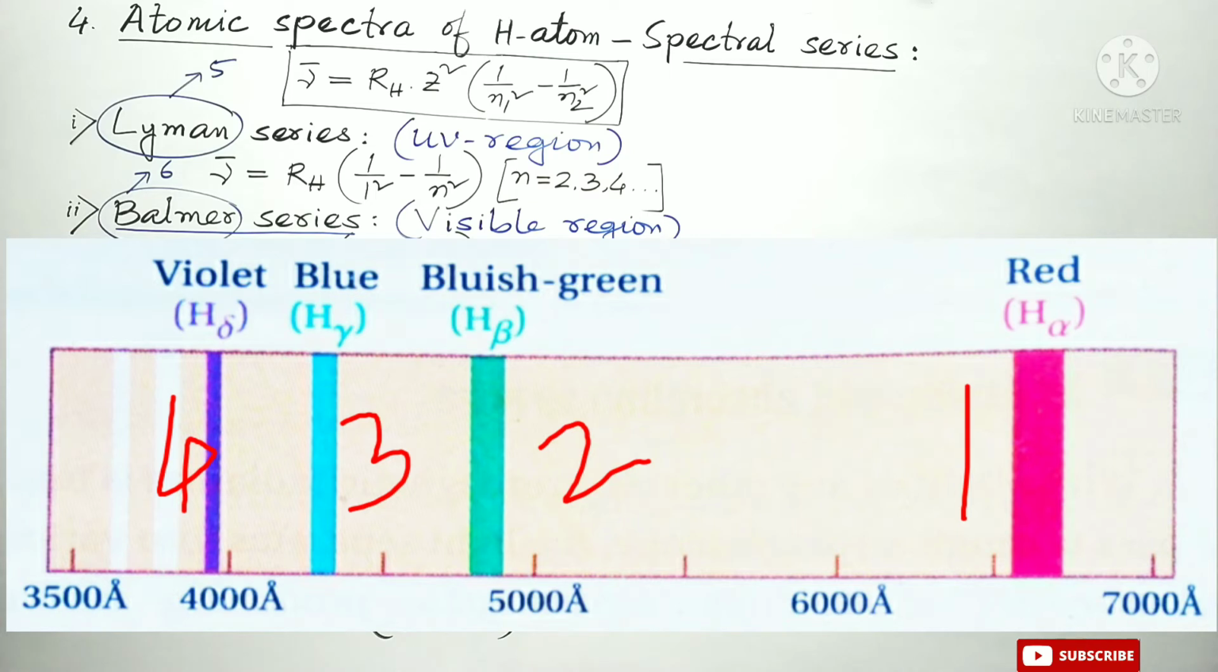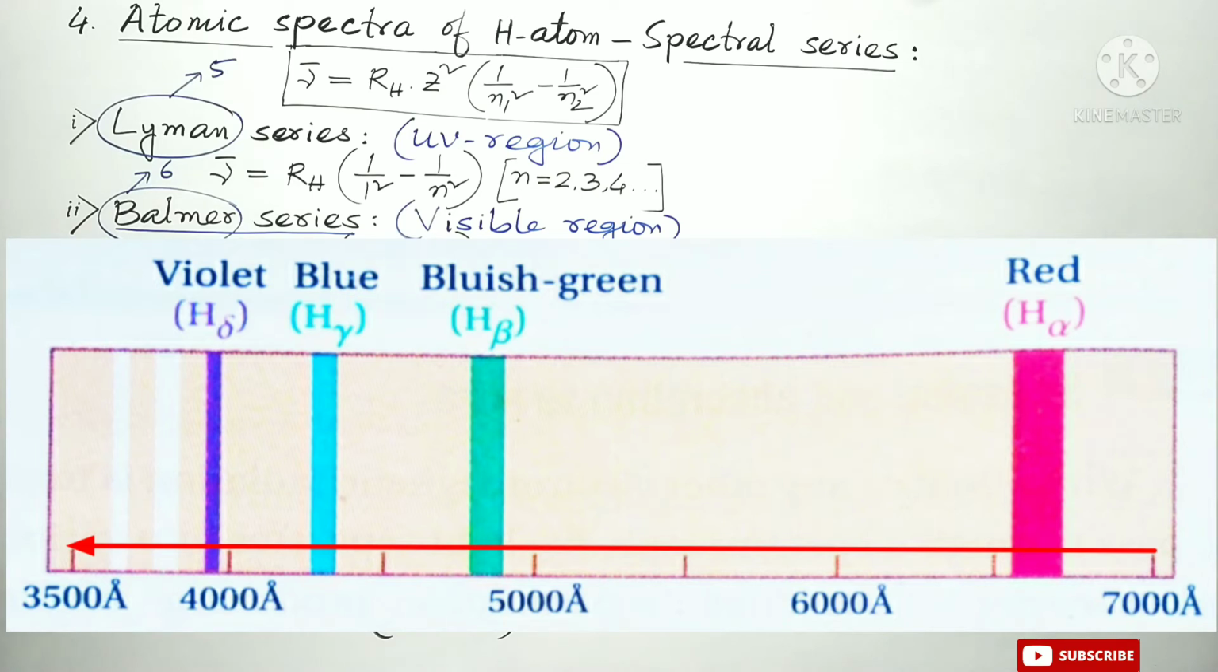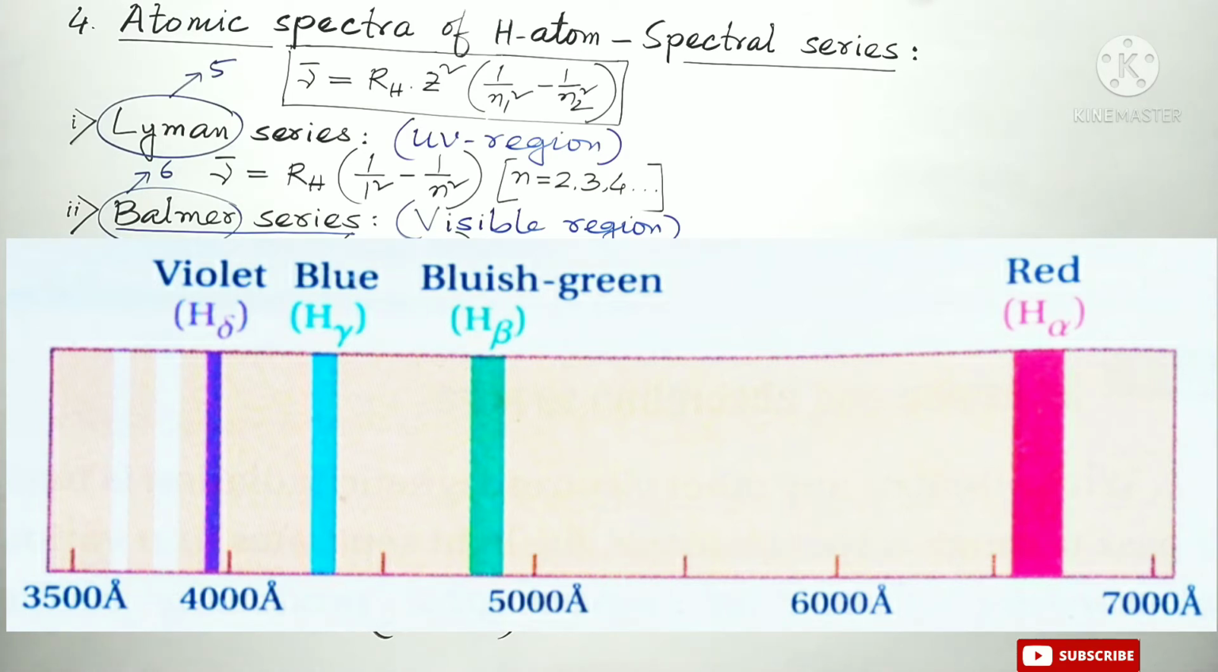As we go from the red end to violet end, what will happen? The frequency will increase and the wavelength will decrease. So the wavelength of red line is maximum. So actually this H alpha line occurs due to the electronic transition from third orbit to the second orbit, isn't it? Because the energy difference between third orbit and second orbit is minimum, so its wavelength will be maximum. So this H alpha line occurs due to the transition from third orbit to second orbit.